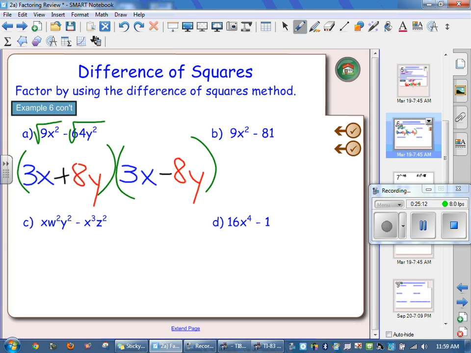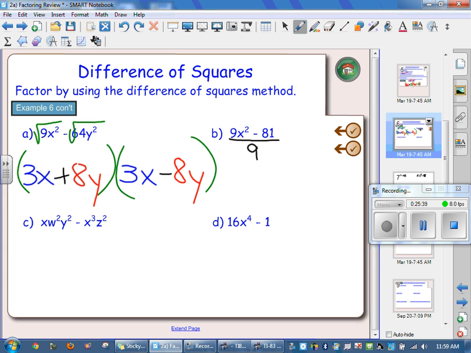Let's take a look at B. If I divide out a GCF of B, do both of them still stay as perfect squares? In this one they do. Watch. If I divide out a GCF of 9, both of them are still perfect squares. So that gives me 9 times x squared subtract 9.